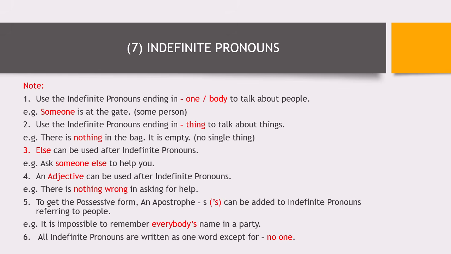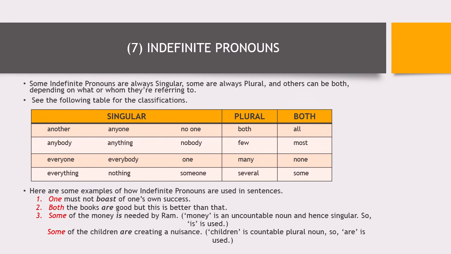Else can be used after indefinite pronouns. Example: Ask someone else to help you. An adjective can be used after indefinite pronouns. Example: There is nothing wrong in asking for help. An apostrophe s can be added to indefinite pronouns referring to people. Example: It is impossible to remember everybody's name in a party. 6. All indefinite pronouns are written as one word, except for no one. Indefinite pronouns.